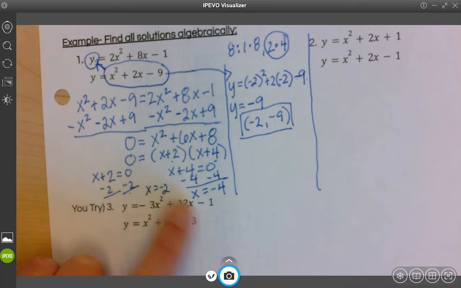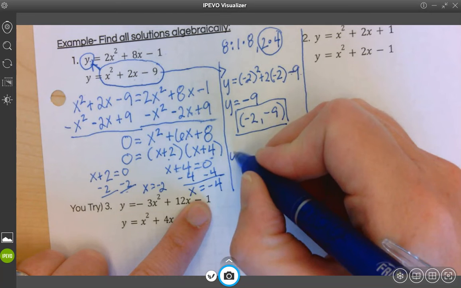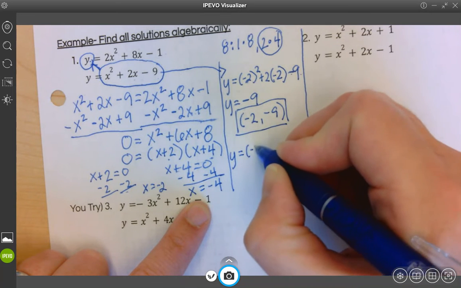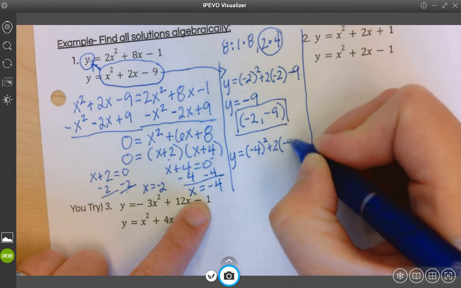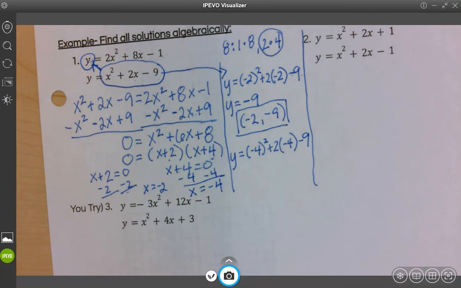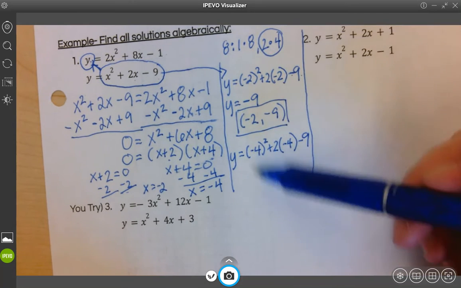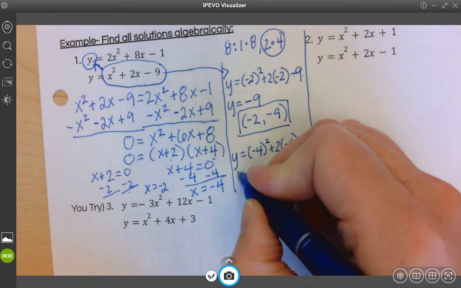Okay, I want you to do the same exact thing, but now this time you're going to substitute in negative 4. All right, I'm getting 16 minus 8 minus 9, which is negative 1. Anybody else get negative 1? Okay.